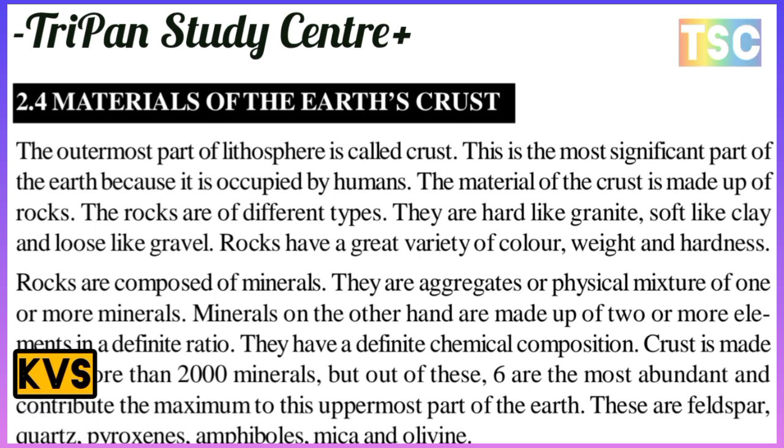Rock is composed of minerals. A rock is an aggregate, a physical mixture of one or more minerals. Minerals are made up of two or more elements in a defined ratio, and they have a defined chemical composition. The crust is made up of more than 2000 minerals.